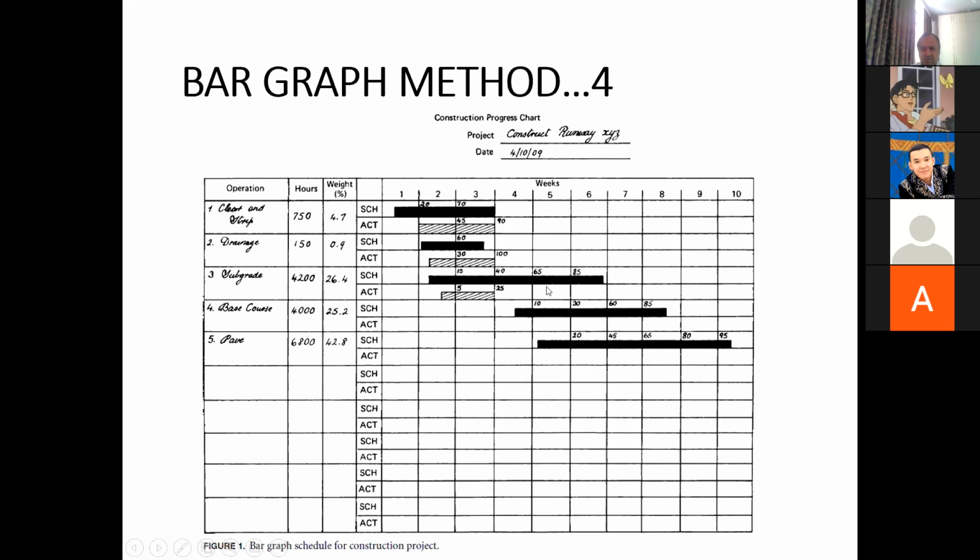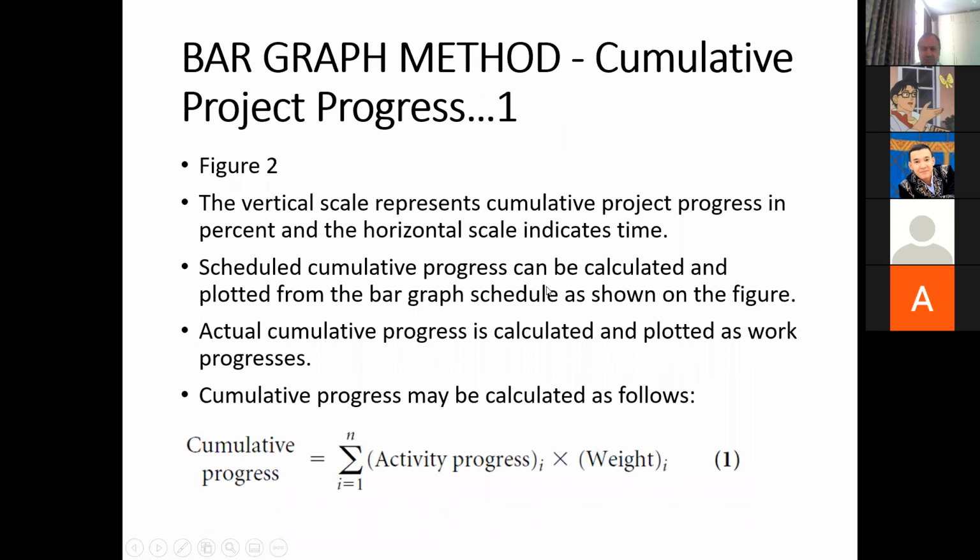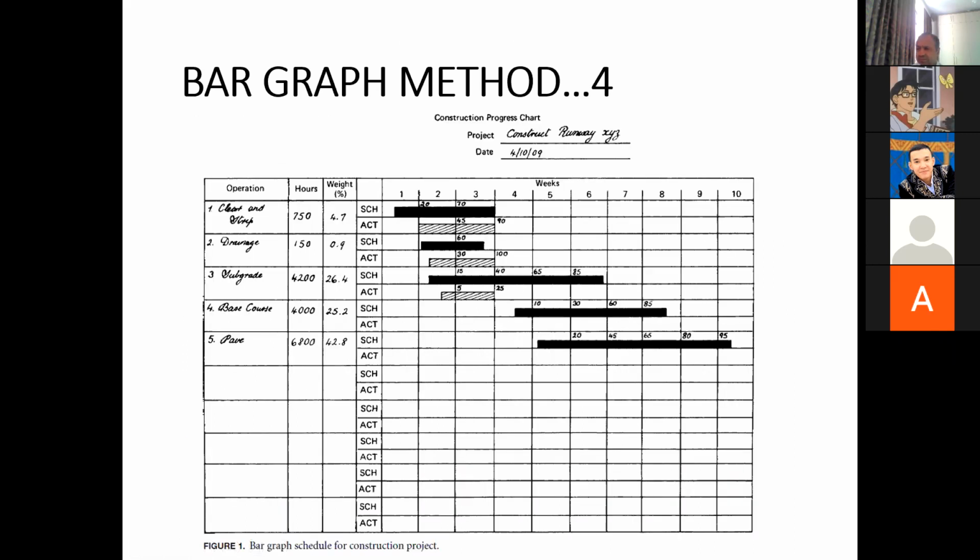So as an example, yes. Can I ask one thing from the chart? Yeah. Those numbers above the bar blocks, they mean the percentage, right? Yes, percentage of the work done. So for example, the first activity, how is it called? SCH is the scheduled, and ACT is the actual, the first activity, clear and grub.